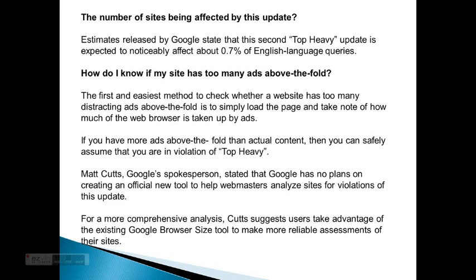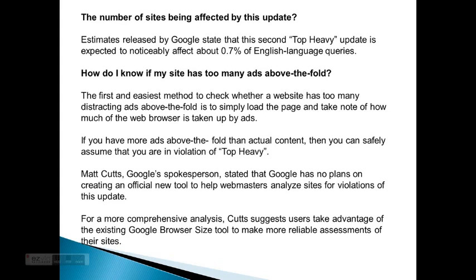The number of sites affected by the update. Estimates released by Google state that this second top-heavy update is expected to noticeably affect about 0.7% of English language queries. How do I know if my site has too many ads above the fold? The first method is to check whether a website has too many ads above the fold by simply loading the page and taking note of how much of the web browser is taken up by ads. If you have more ads above the fold than actual content, then you can safely assume that you're in violation of top-heavy.